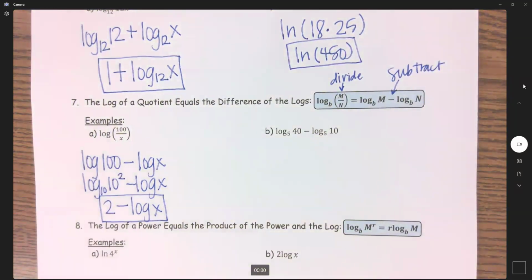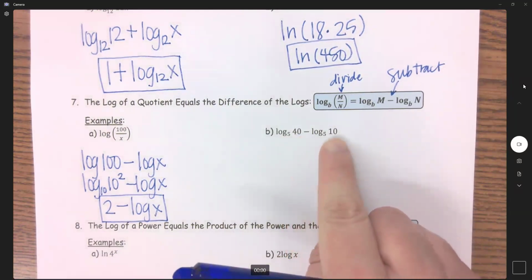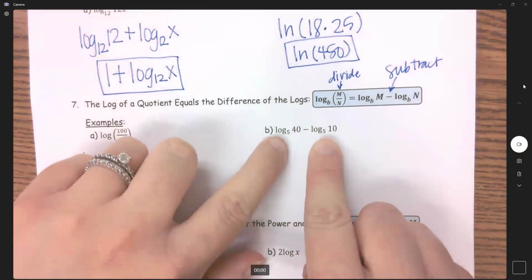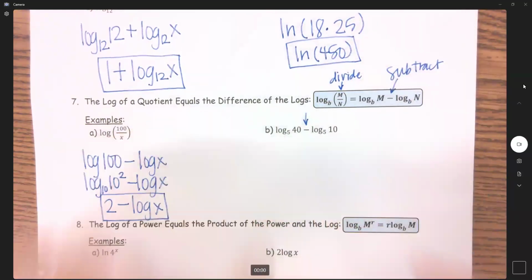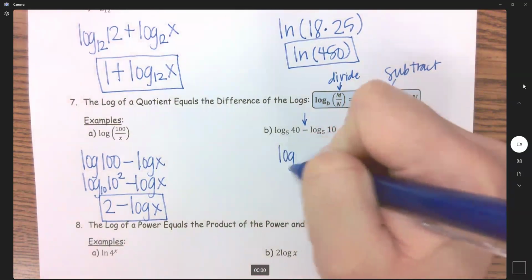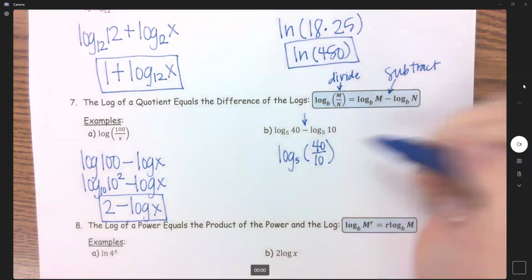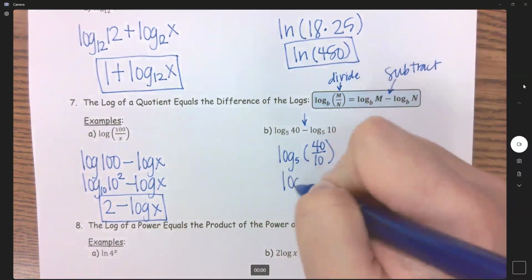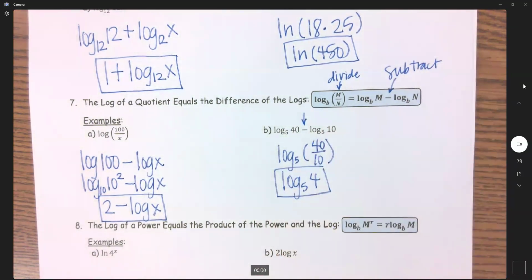Now we're going backwards. And if I have log base 5 of 40 minus log base 5 of 10, because they both have the same base, we can condense it. And because these are being subtracted, we're going to divide. So this is log base 5 of 40 over 10, which will be log base 5 of 4.